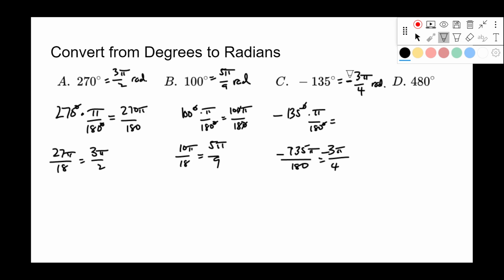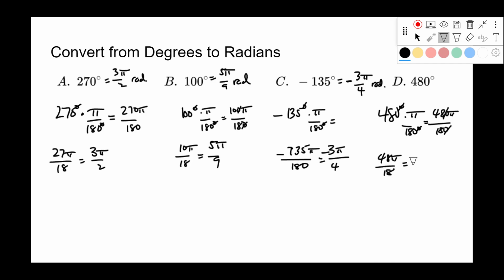That's not the same angle as negative 3 pi over 4. They're 2 different places. Okay, and then 480 degrees, 480 times pi over 180. Cross out the degree symbols. 80 over 180. Zeros drop out. 48 pi over 18.